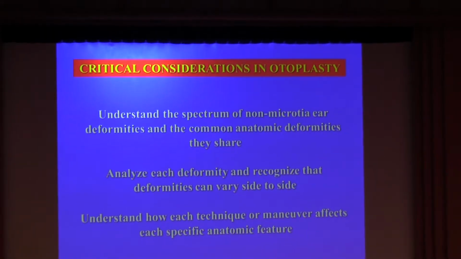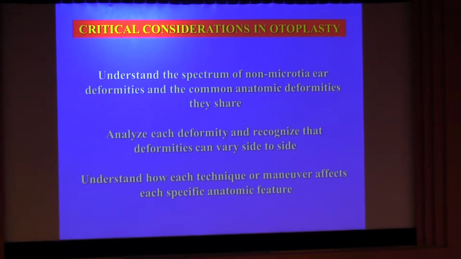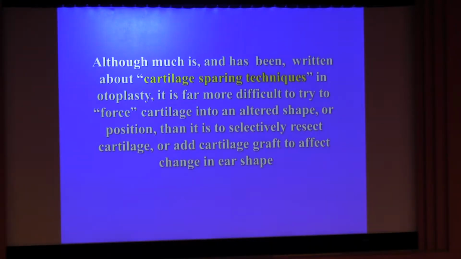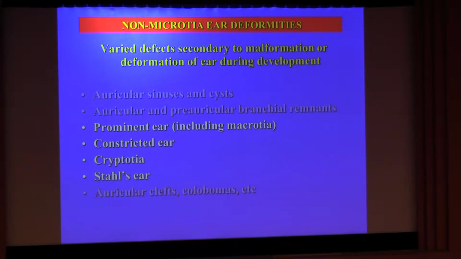Considerations in otoplasty are understanding the spectrum of non-microtial deformities, common anatomic deformities they share, analyzing each deformity, recognizing we may see different deformities on each side, and really understanding how each technique or maneuver affects the specific anatomic changes we're trying to accomplish. There's been a lot written about so-called cartilage-sparing techniques that's all trying to do everything with suture placement alone. And really, in many respects, it's more difficult to force cartilage into an altered shape or position than it is to selectively resect cartilage or add cartilage grafts to change the shape.